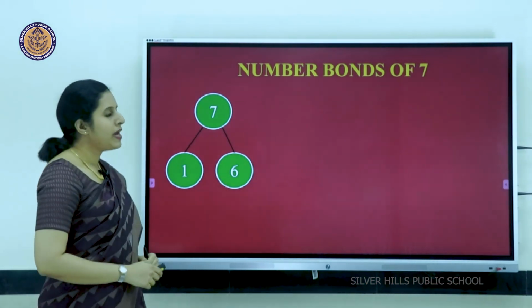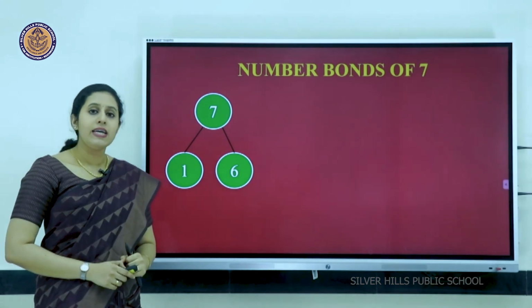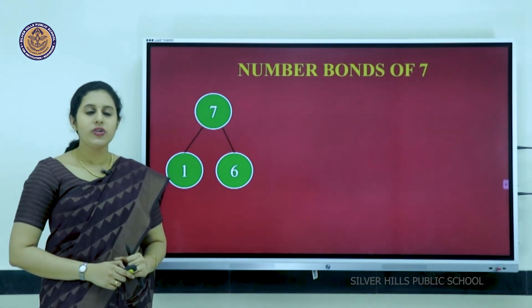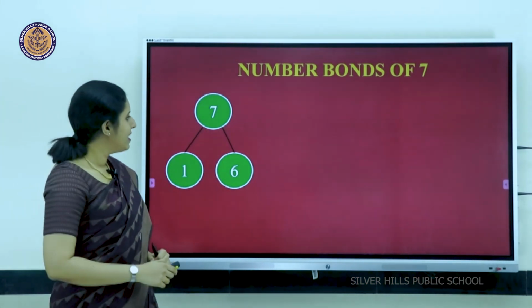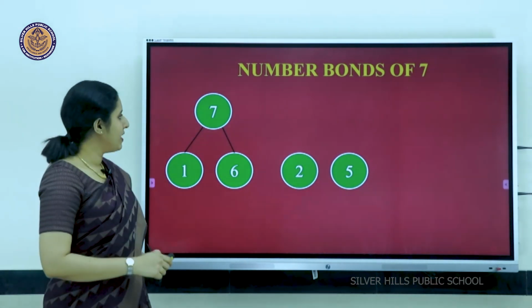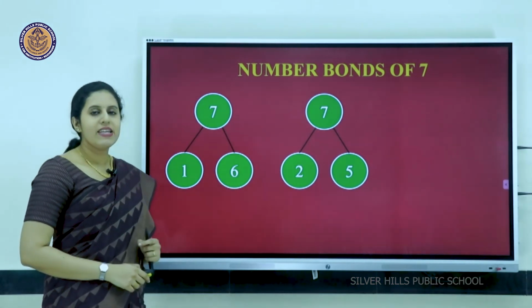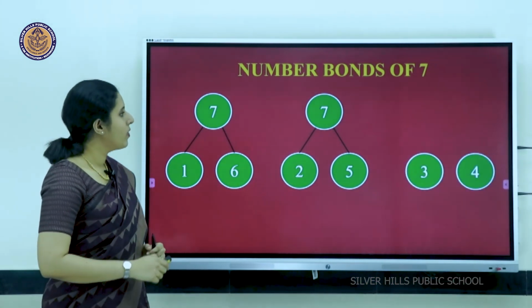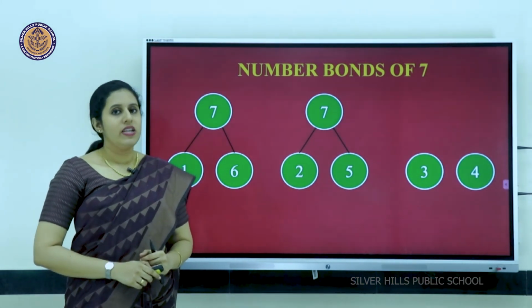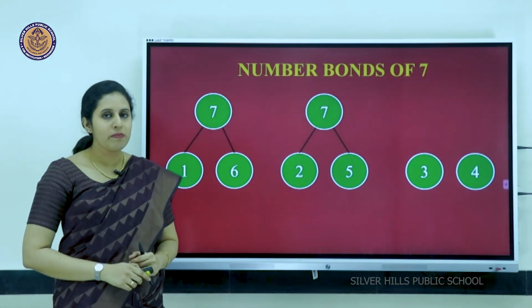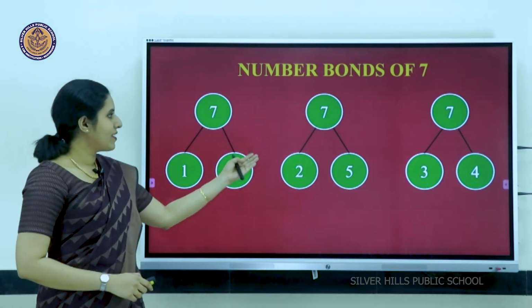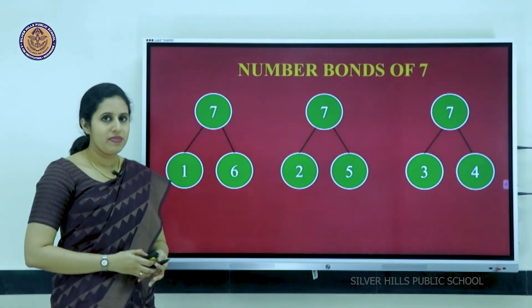Yes. Now, can you think about other two numbers which will again make 7 when put together? Yes, 2 and 5. When you put together 2 and 5 you will get the number 7. So, this is another number bond for 7. Now, 3 and 4. Think about the numbers 3 and 4. When 3 and 4 are put together, which number do we get? Yes, we get 7 again. So these are the 3 number bonds of the number 7.